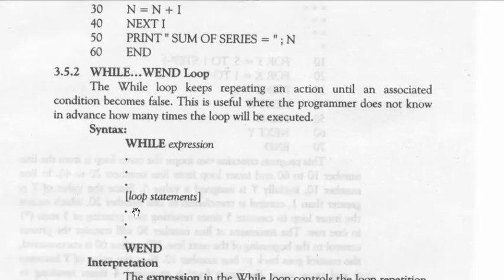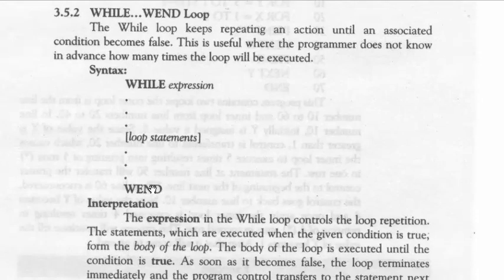Syntax: while, expression, loop statement, and then wend. Interpretation: the expression in the while loop controls the loop repetition. The statements which are executed when the given condition is true form the body of the loop. The body of the loop is executed until the condition is true. As soon as it becomes false, the loop terminates immediately and the program control transfers to the statement next to the wend statement.